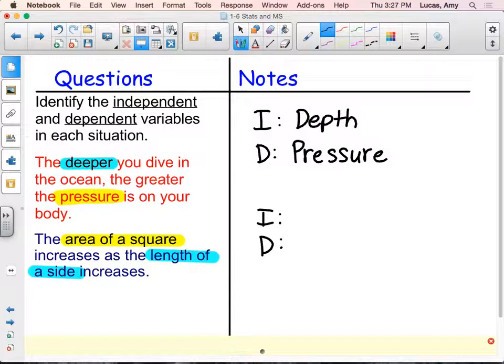So if you increase the length of a side, so side length, if the side length changes, then the area changes with it. So the area of the square depends on the length of its sides. That's true. Area depends on side length.